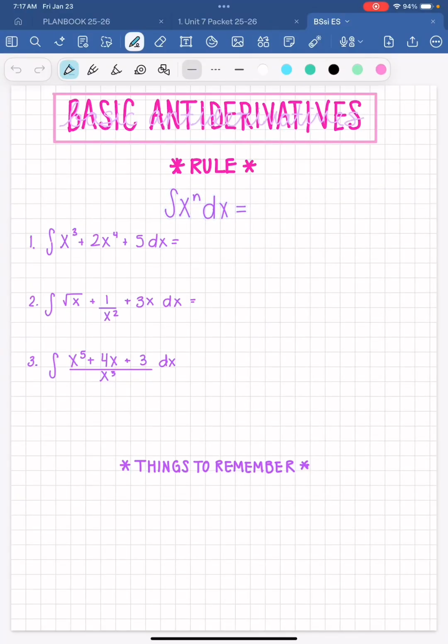I am back, and today we're going to start my series on Unit 6, all the techniques of antiderivatives, aka integration. So first we're going to start with the basic antiderivatives.